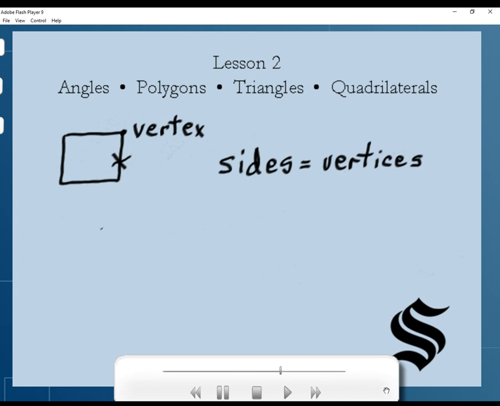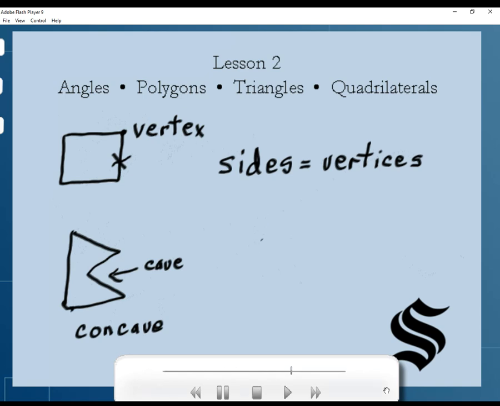Now at the bottom of page 5, they're talking about concave and convex polygons. A concave polygon would be one that has an indentation in it. And so this part right here is like a cave. It's an indentation. So we call this a concave polygon. If it does not have any indentations in it, it is called a convex polygon.